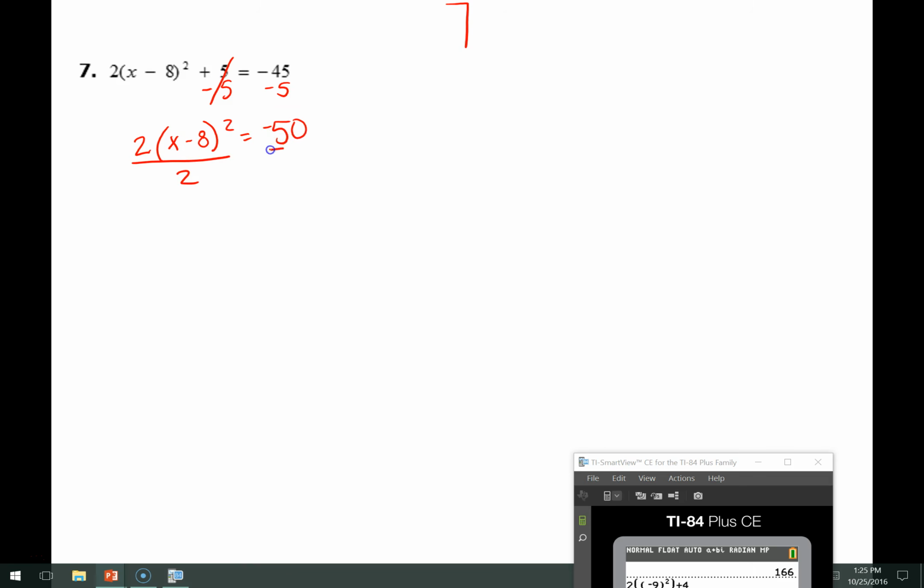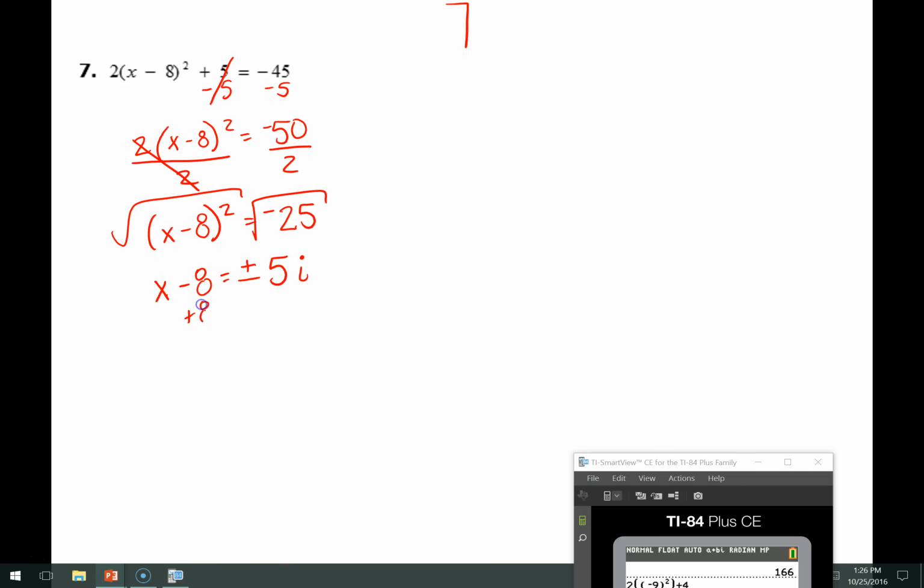And then I'm going to divide by 2 on both sides. And that leaves me with my isolated square. Notice that there is nothing on the left-hand side outside of this quantity that's being squared. There's stuff inside, that's okay, but there's nothing multiplied out front, nothing added or subtracted on the end. So now I can take the square root of both sides. That on the left is going to get rid of the square root in the square, which leaves me with x minus 8. And on the right side, I've got plus or minus, because I'm taking an even root, a square root, and the square root of -25 is going to be 5i.